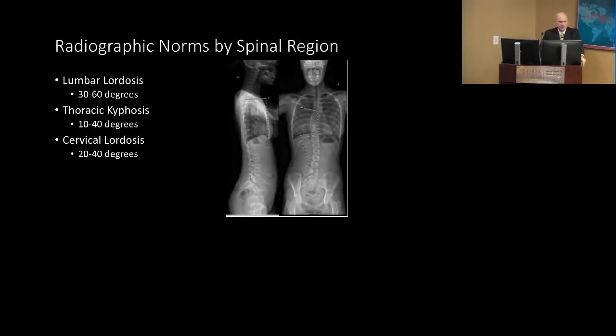Radiographic norms, and there's a wide range on these because these have been performed in multiple different ethnic groups and sexes, but normal lumbar lordosis should be somewhere between 30 and 60 degrees. Thoracic kyphosis should be approximately 10 to 40 degrees, and cervical lordosis should be 20 to 40 degrees. And as you might imagine, as one of these change, the other numbers typically change in relationship to them. But again, thinking about global balance, all these numbers should roughly equal themselves out.